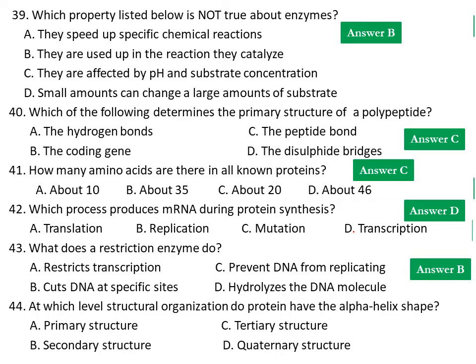Question number 44. At which level of structural organization do proteins have alpha helix structure? A. Primary structure. B. Secondary structure. C. Tertiary structure. D. Quaternary. So the answer should be B. Secondary structure.